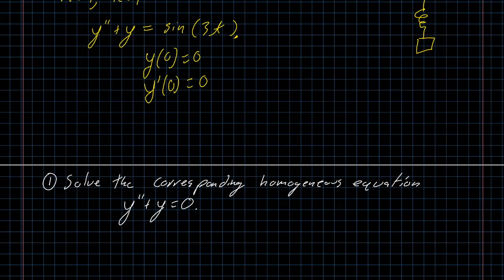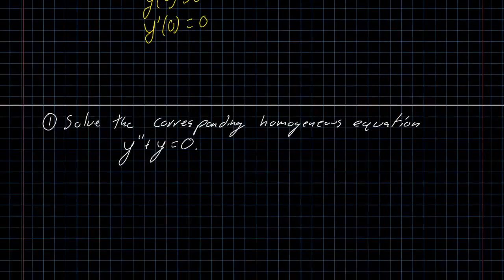In this case, that means that y double prime plus y is equal to 0. We can solve this using the method of characteristics. Write down the characteristic equation, which is going to be c squared plus 1 is equal to 0, which gives us that c squared is equal to negative 1, and c itself is equal to plus or minus the imaginary number i.